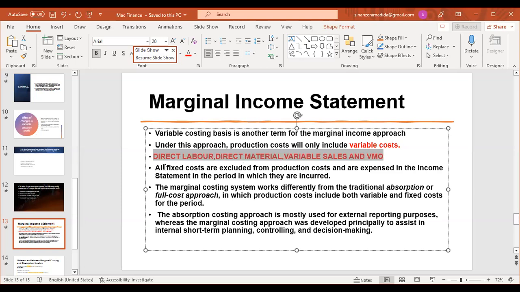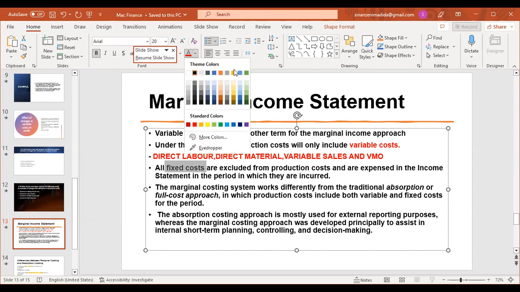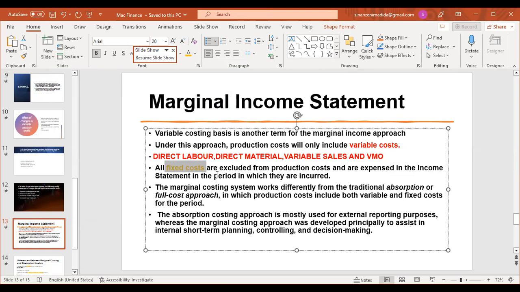Now we have got the fixed cost. What do we do to the fixed cost? We expense them. I will show you how we do this. They are excluded from production cost, but we expense them. We don't ignore them at all. We start by concentrating on variable cost, then the fixed costs are the last things to be concentrated on. I will show you in our framework.